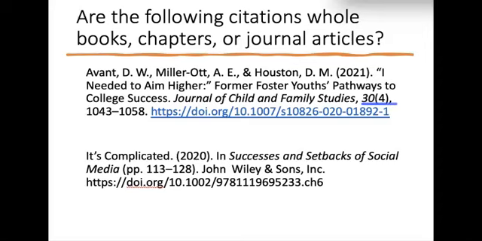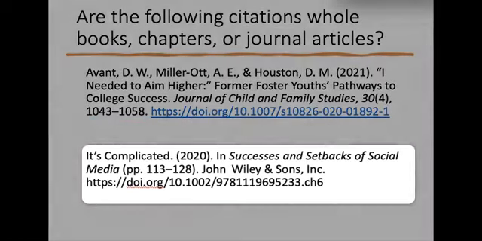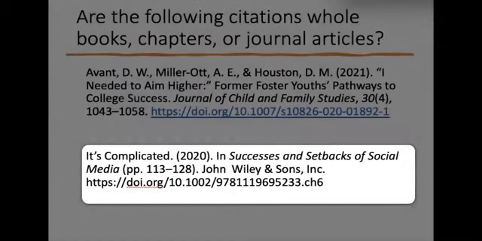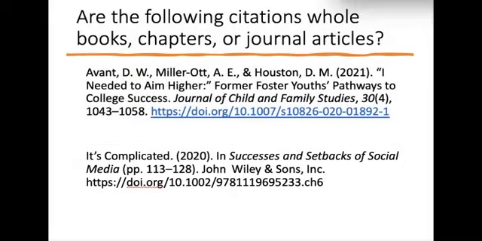Additionally, it shows volume 30 and issue 4 as we discussed. Books and chapters don't have that. Finally, it has page numbers, so we know it's not a whole book. The second citation is a chapter in a book. One hint is that there are two titles. The first is the chapter title, It's Complicated. The second is the book title, Successes and Setbacks of Social Media.